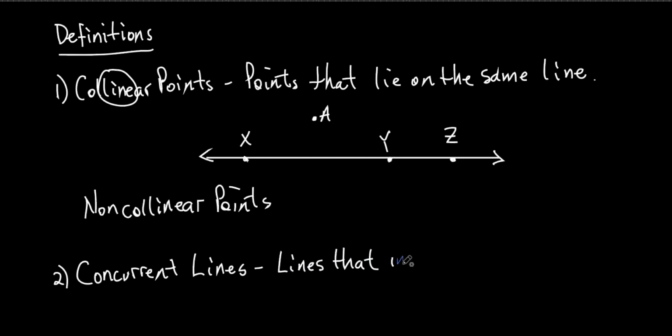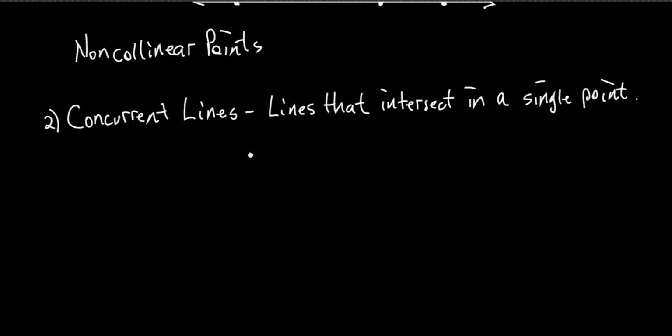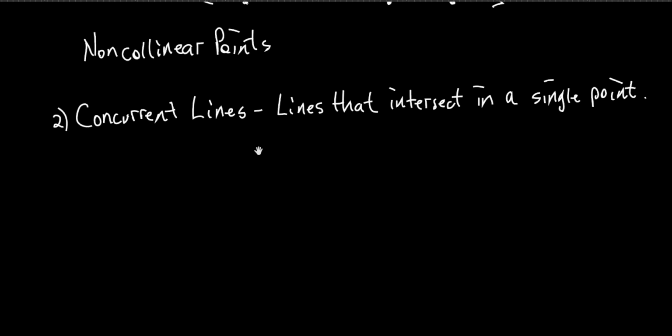Lines that intersect in a single point. There we go. Okay? Now, this time it's lines. We're not talking about points necessarily. We're talking about lines, and they intersect at a single point. So let's get a little colorful. I'm tired of just the black and white right here.